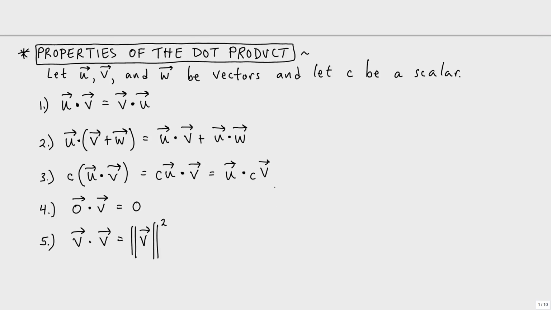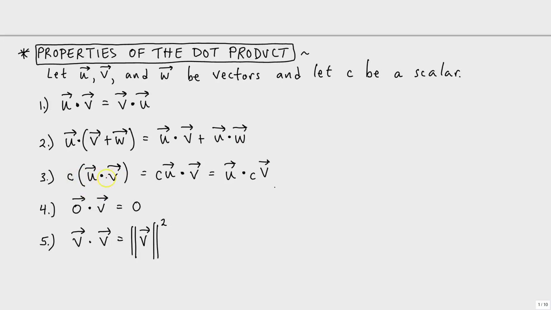So, some properties, which I'll give without proof, but might discuss the proof a little later. Let's say you have three vectors, u, v, and w, and let c be a scalar. It turns out the dot product is commutative, so u dot v is the same thing as v dot u. If you do a vector dot the sum of two other vectors, it'd be the same thing as u dot the first one plus u dot the second one. So kind of like a distributive property.